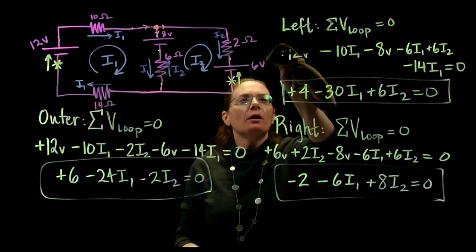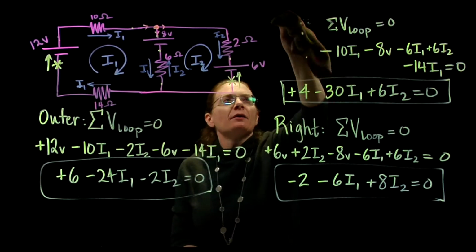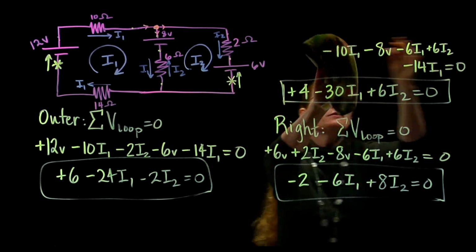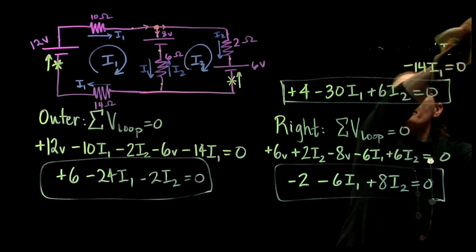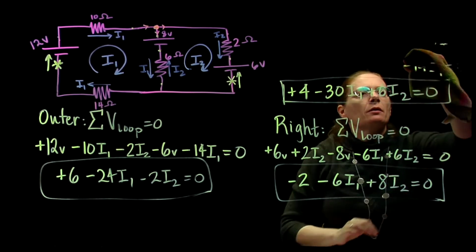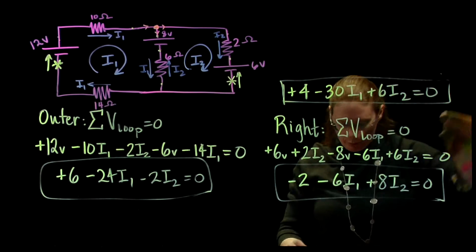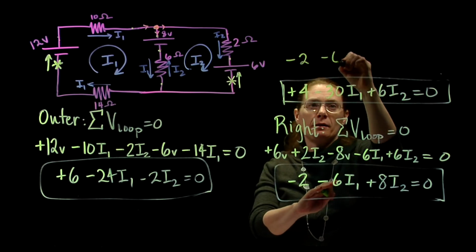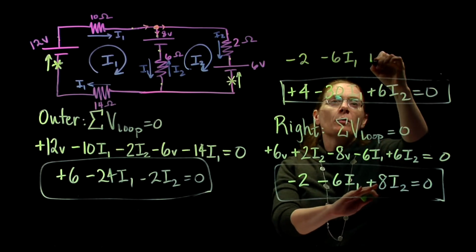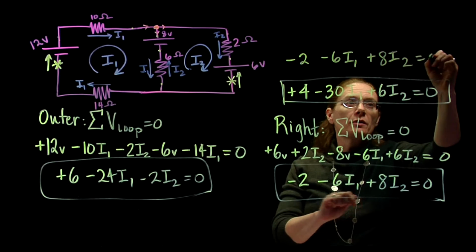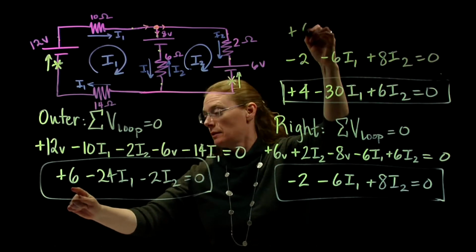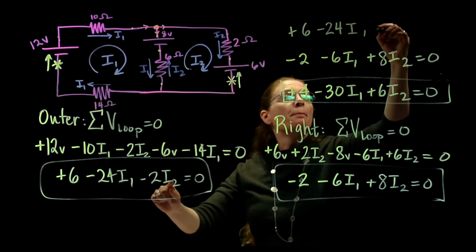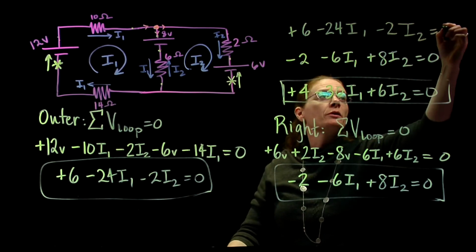All right, so I'm going to rewrite them all together to kind of look at them all in one area. So the left-hand loop, I've got that one up here, and then I'm going to rewrite the right-hand loop and the outer loop above them. So minus 2 minus 6I1 plus 8I2 equals 0, and then plus 6 minus 24I1 minus 2I2 equals 0.